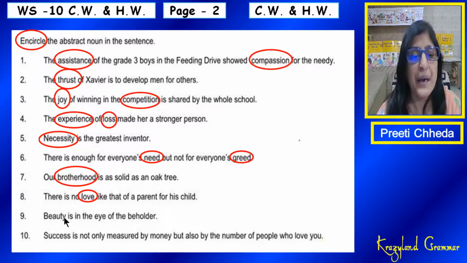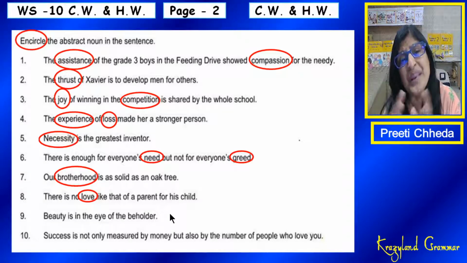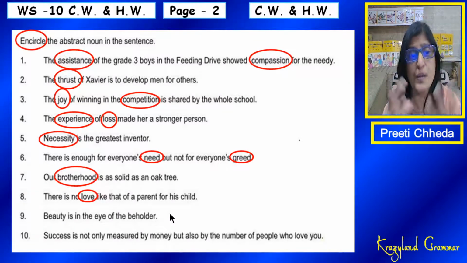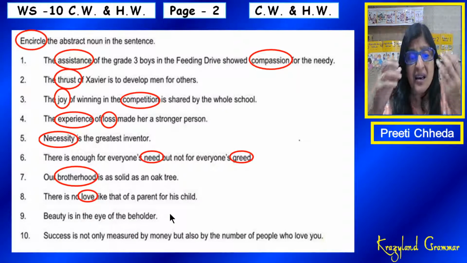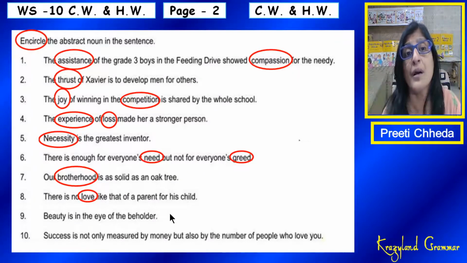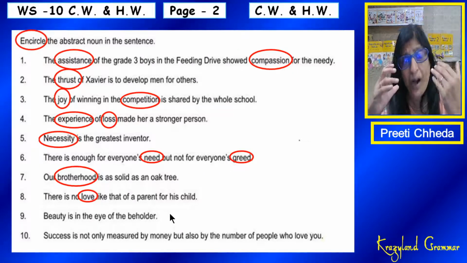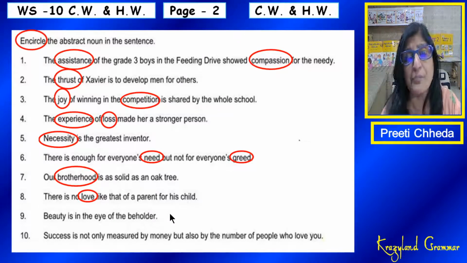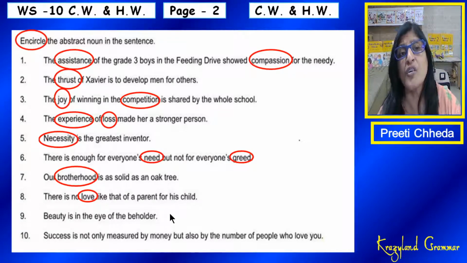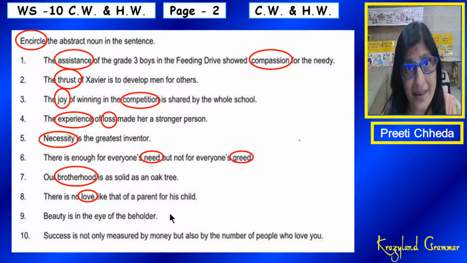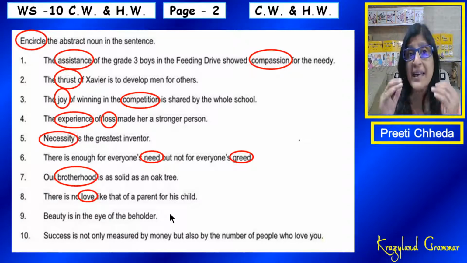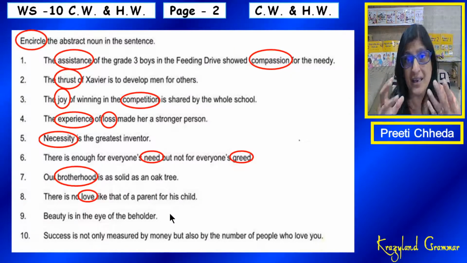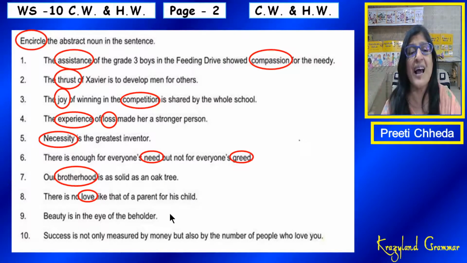Number 9. Beauty is in the eye of the beholder. Now what is the meaning of this sentence? Beauty એટલે સુંદરતા. Beauty is in the eye. આંખમાં હોય કોની, the beholder. આપણે જો સુંદર આપણી આંખોમાં હોય કે whether you are finding there is beauty in it or you are finding some bad thing in it. So whether ugliness is there or beauty is there, that depends on the person's eye, like of the beholder. So beauty is in the eye of the beholder.